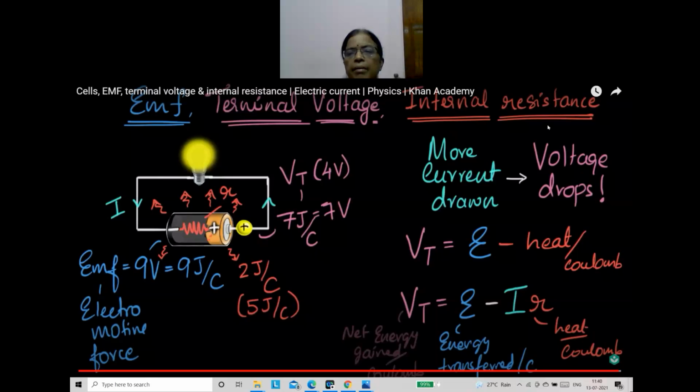Mohammed Adil, why does the voltage reduce? Initially 9 volt was the voltage. When we connect a bulb, the voltage shown by the battery is not 9, it is less. What is the reason?